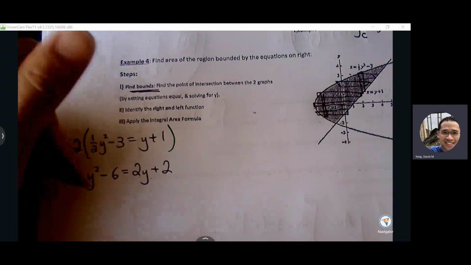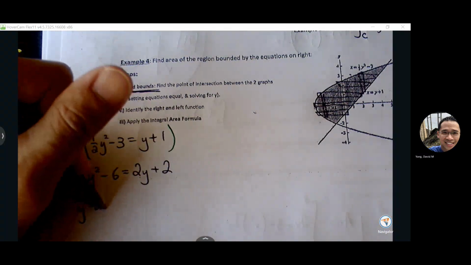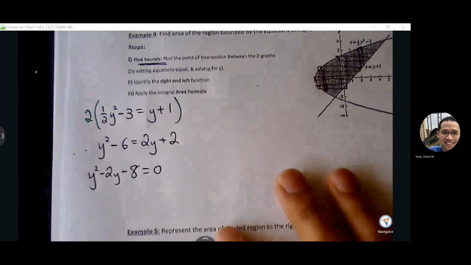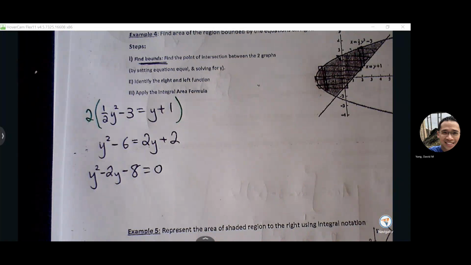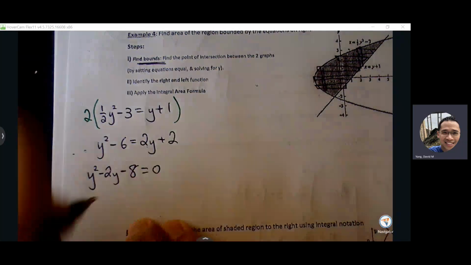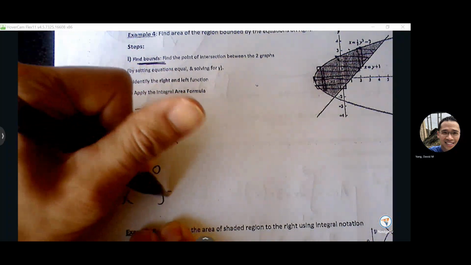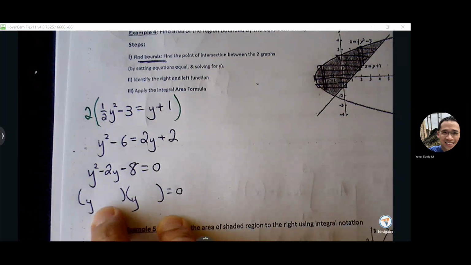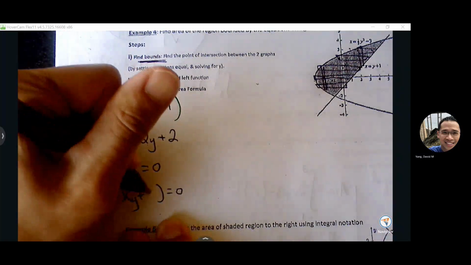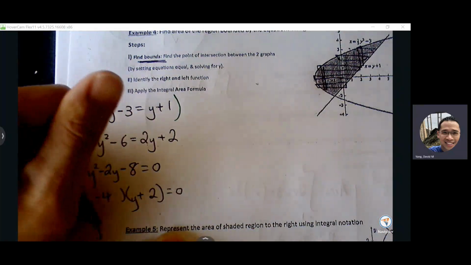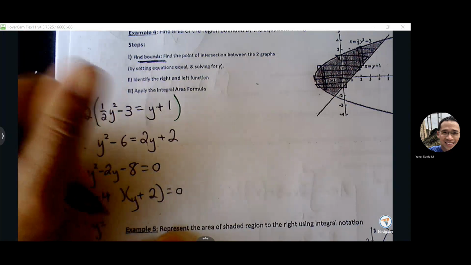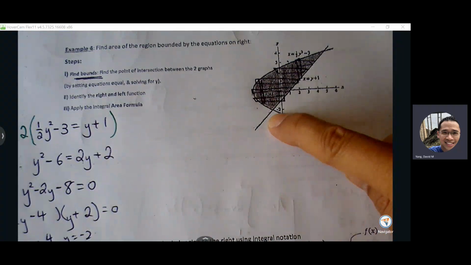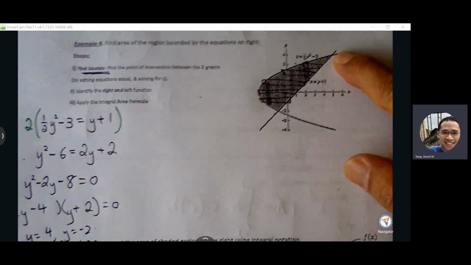So let's bring everything over to one side. Factor multiplies to be -8, adds up to be -2. For the 2 numbers. Yeah, -4 and +2. Okay, solve for y equals 4 and -2. Okay, that's consistent with the graph that we see. Lowest y value is -2, highest y value is 4.